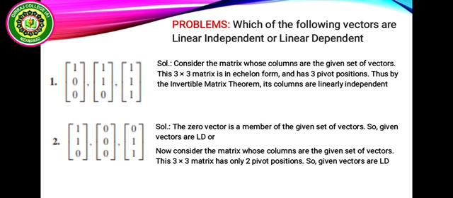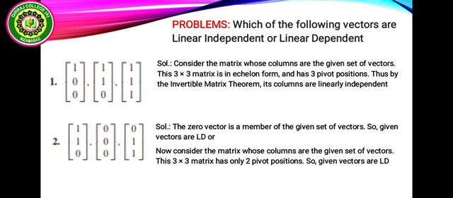linear independent. In the second problem, the first vector is (1, 1, 0), then (0, 0, 0), then (0, 1, 1). So the second vector is the 0 vector. We say that any set containing the 0 vector is linear dependent, because the 0 vector is a member of the given set of vectors. So the given vectors are linear dependent.